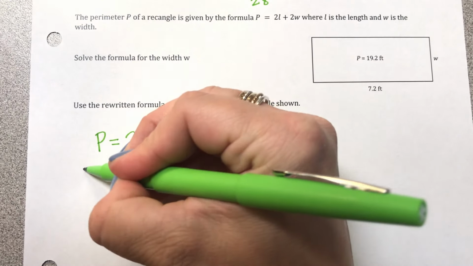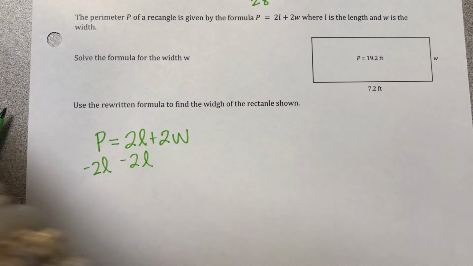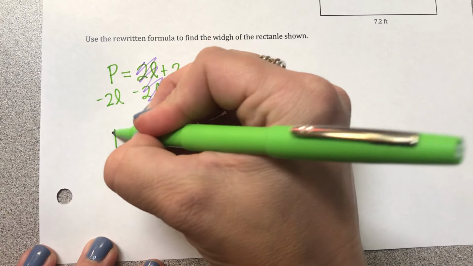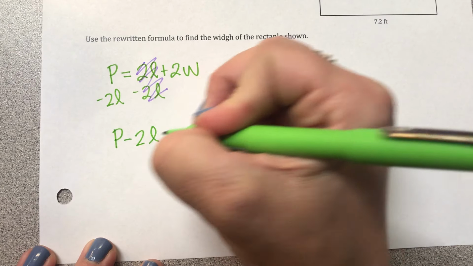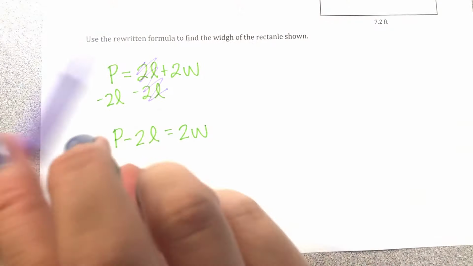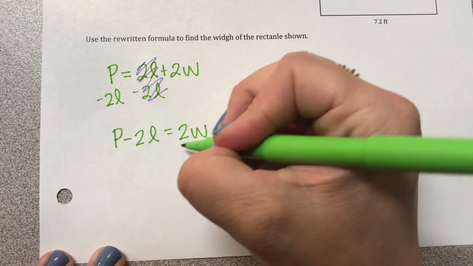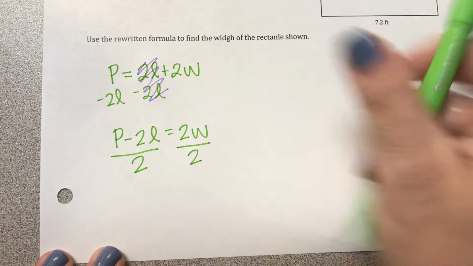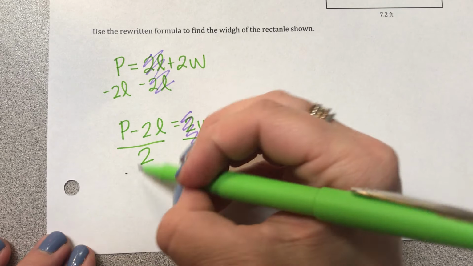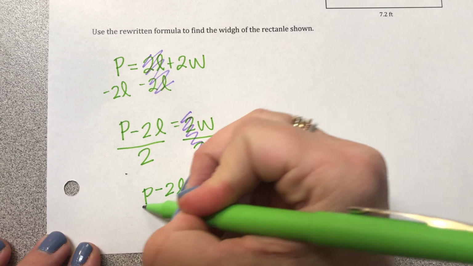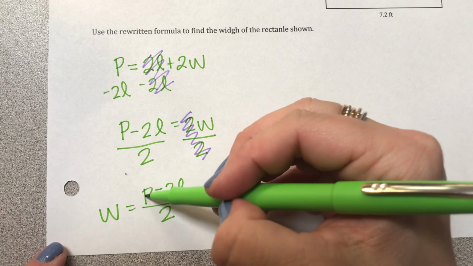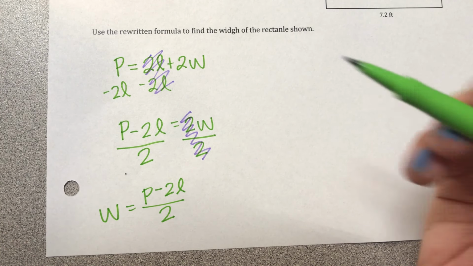So the first thing I need to do is get rid of this 2L from over here on the right. So I could say that the perimeter minus 2 times the length equals 2 times the width. But I don't want to know what 2 times the width is. I want to know what just one width is. So I'm going to divide that by 2. So P minus 2L over 2 is equal to W. The width is the perimeter minus 2 times the length and then divided by 2.